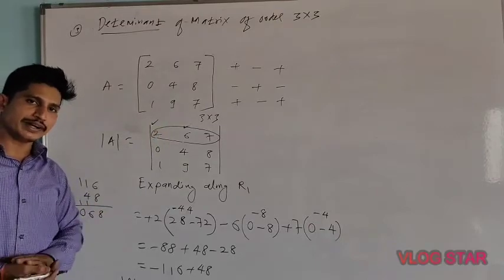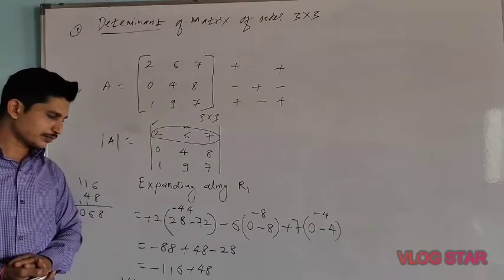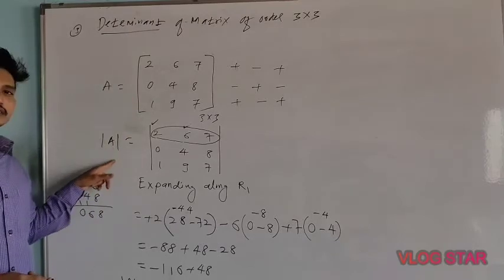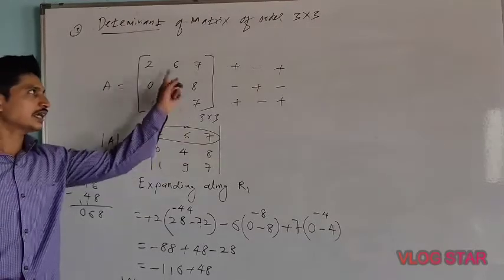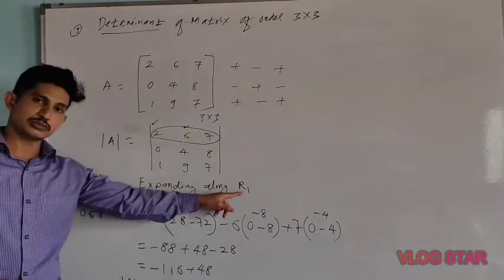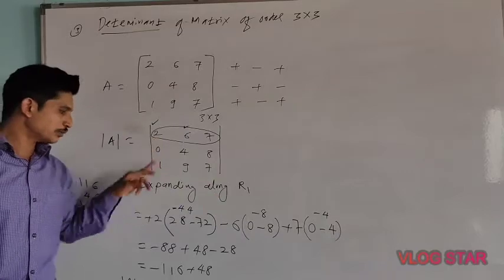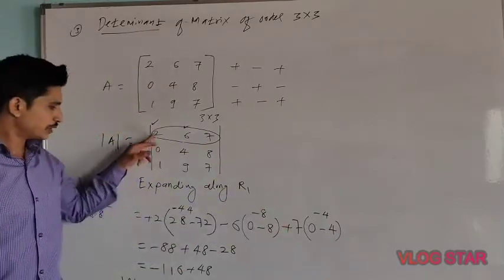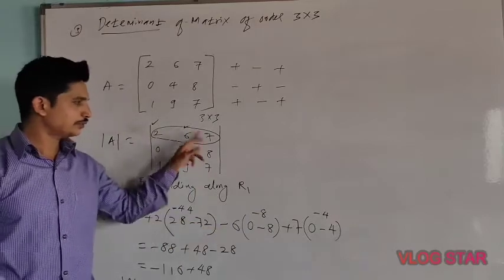Got how to find the value of matrix 3 cross 3? Okay. So first what do here? Write the straight lines. Write the elements as it is. Now I am going to expand on the first row, means using the first row. Use the element 2. Use element 6. Use element 7. Okay. Plus sign, minus sign, and plus sign for these.